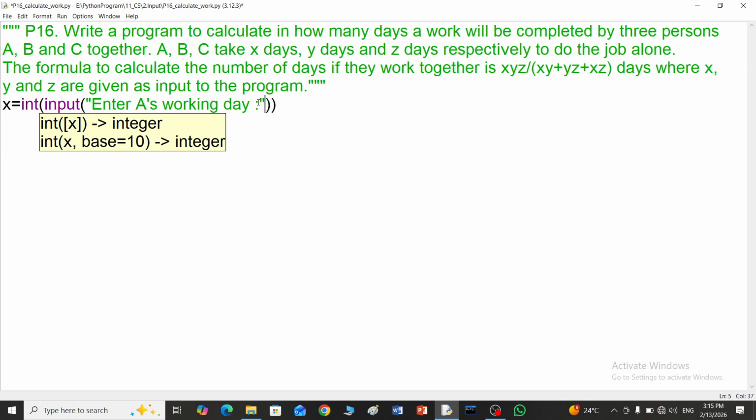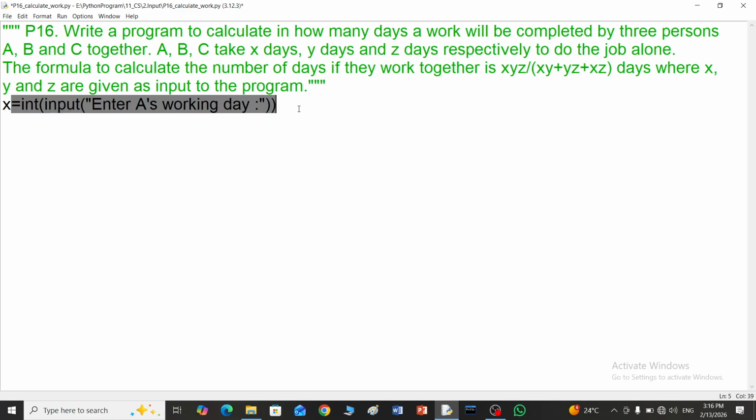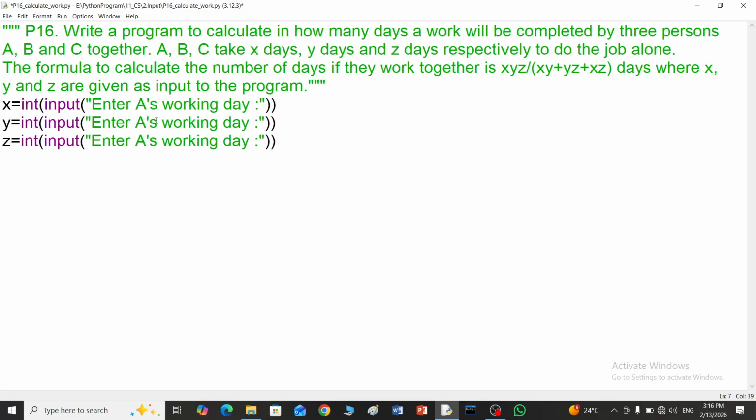Okay. Now I just copy this sentence, because here for Y also we need it, and for Z also I need it. So then Y, just paste it. Again press enter. Z, then paste it. Which one will change? Only the value in the quotations. A, then what will we write? B. Because Y is B's working days and Z is C's working days, right? So A, B, C I have taken as input.